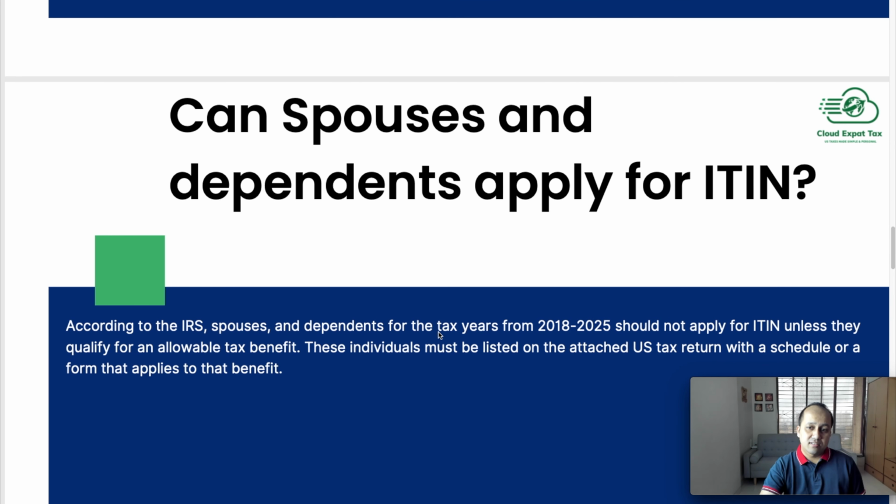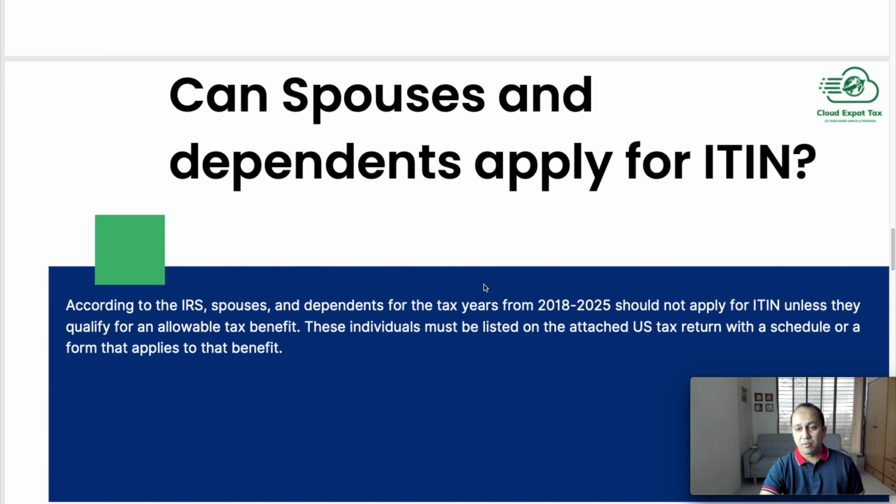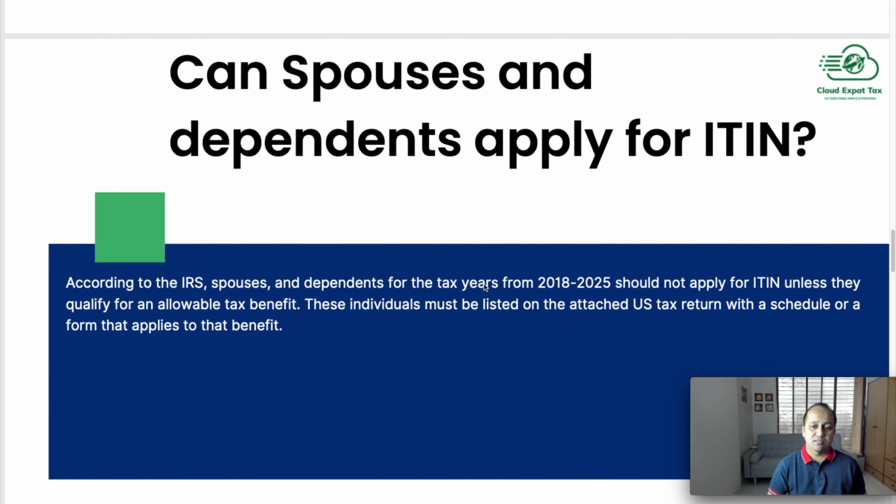Can spouses and dependents apply for an ITIN? According to the IRS, the spouses and dependents for the years from 2018 to 2025 should not apply for an ITIN unless they qualify for an allowable tax benefit. These individuals must be listed on the US tax return with a schedule or a form that applies the benefit.